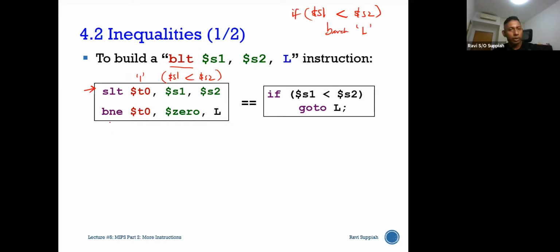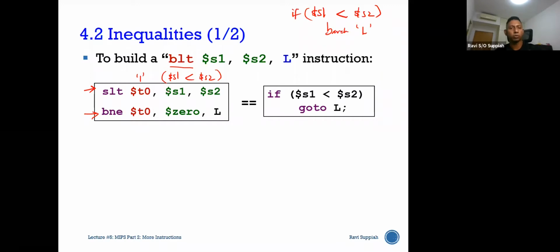And if you look at this, again, we are doing it in a reverse way. Instead of branch if equal T0 to 1, we are saying branch if not equal T0 to 0 to L. Now, why do we want to do this? Why can't we just say branch if equal T0 to 1?